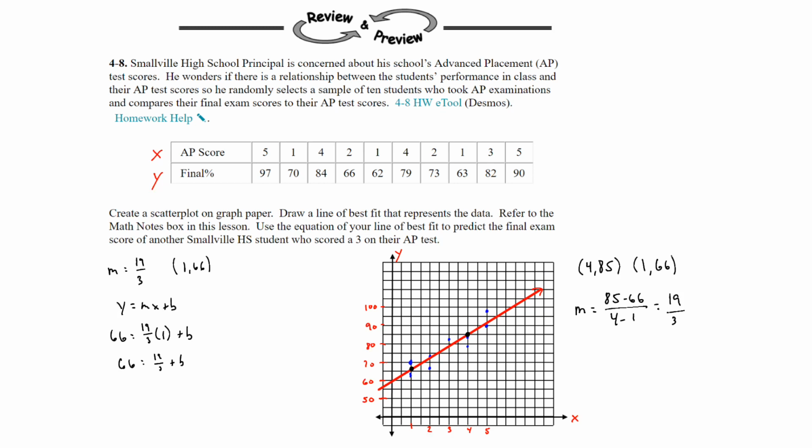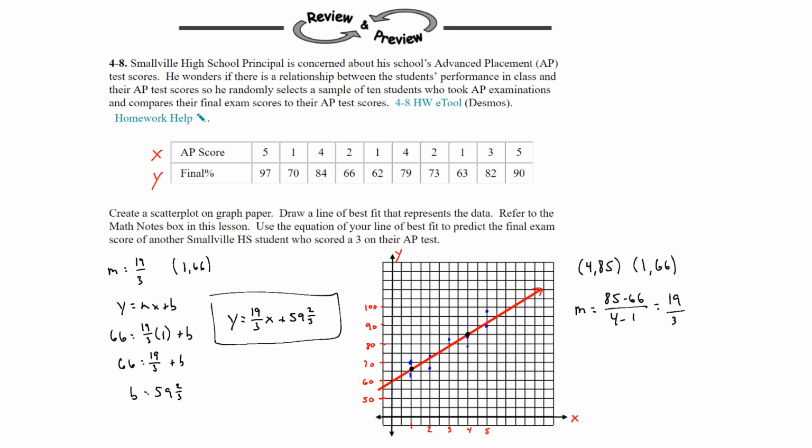Go ahead and subtract 19/3 from 66. If we subtract 19/3 from 66, that's 6 1/3, so what would that be? 59 2/3 is what your b value would be, which looks pretty close to where it was crossing the y-axis on my graph. So we have an equation: y is equal to the slope of 19/3 times x plus the b value of 59 2/3.